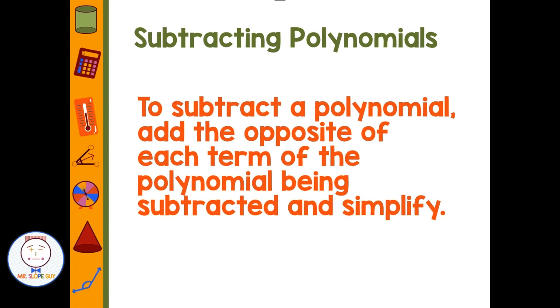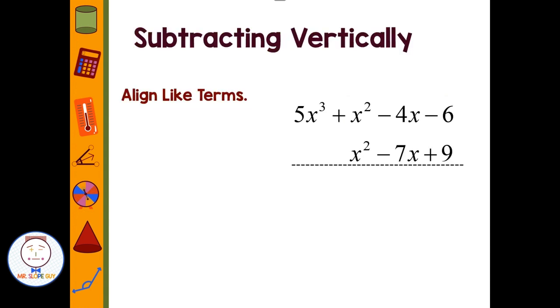So let's look at an example. Let's say we're given, subtract vertically, we're doing this up and down, 5x to the third plus x squared minus 4x minus 6, and we're going to subtract x squared minus 7x plus 9.